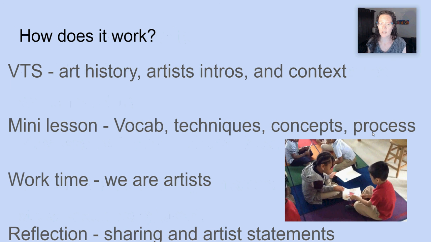So here's how it works for us. Everybody is different, but we do some visual thinking strategies at the beginning, usually some art history or artist introductions, and then give some context to their work and look carefully at their work. I always start with an artwork, just like we did today. Then we do a mini lesson. That's where I introduce vocabulary, show demonstrations of techniques, talk about art concepts or artistic process. That's where the "I'm going to teach you how to do this now" part comes in.